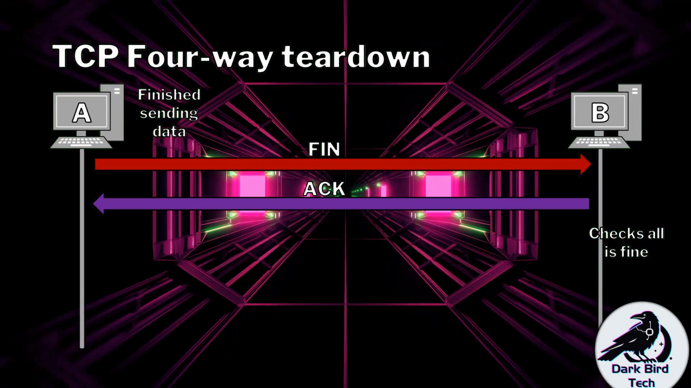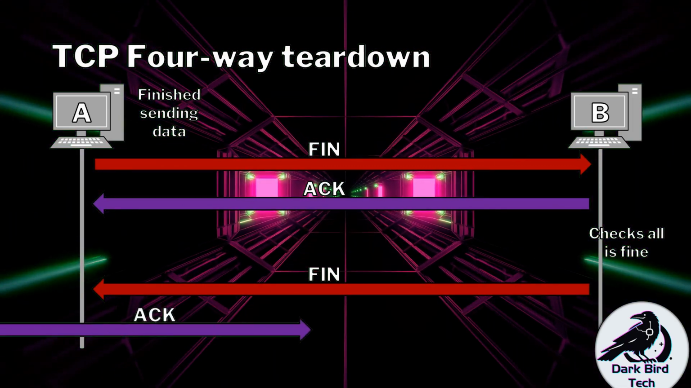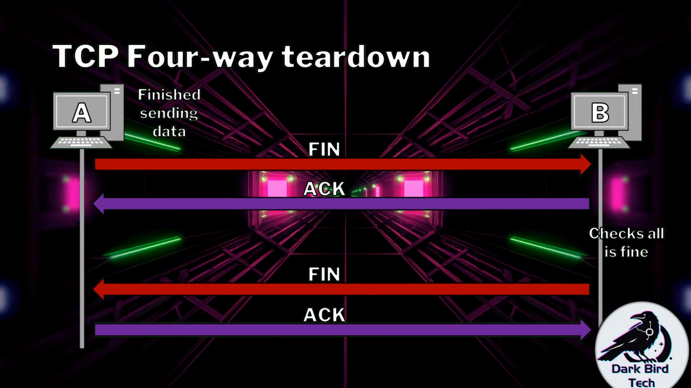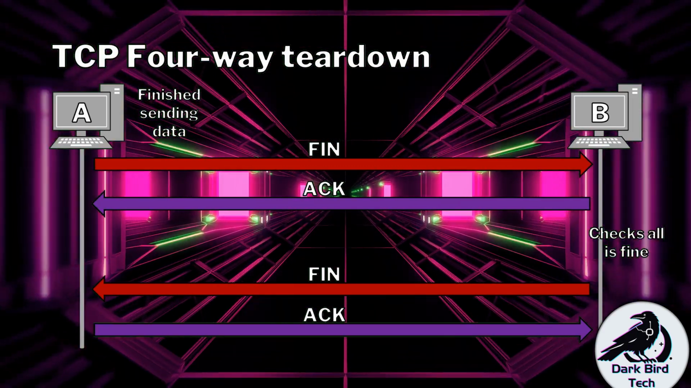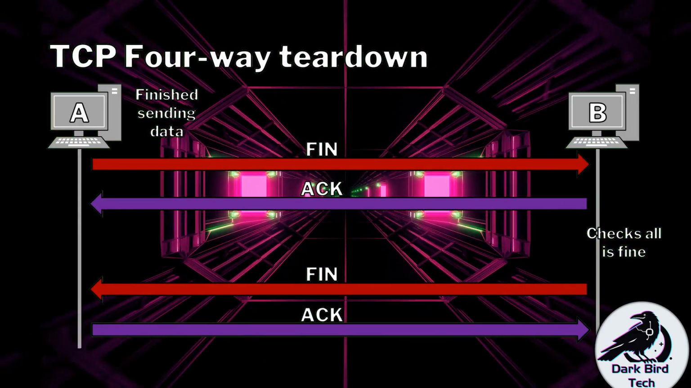And if everything's fine, B then sends a FIN message saying, yep, all's good on my side, and A says, cool, see you later, catch you next time. So that's lovely. TCP is so polite, so friendly, and just gets the job done nicely. What's UDP like?